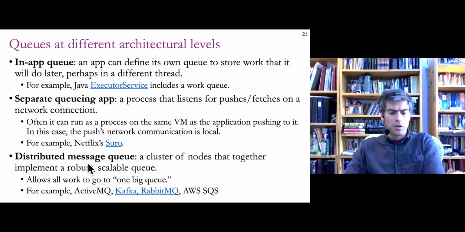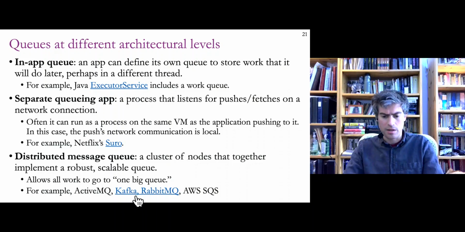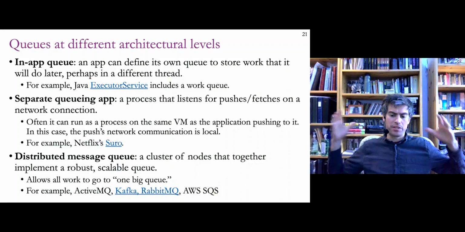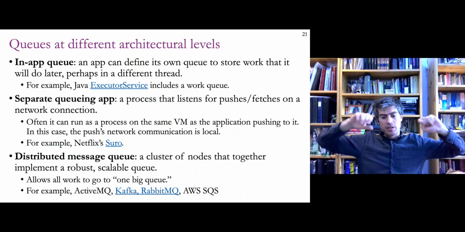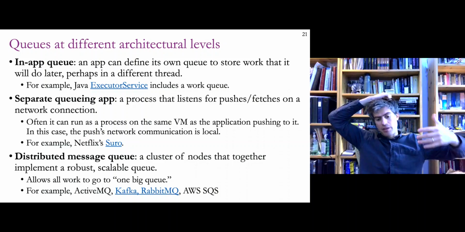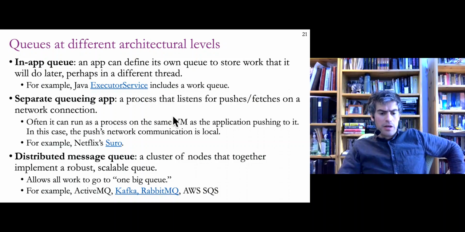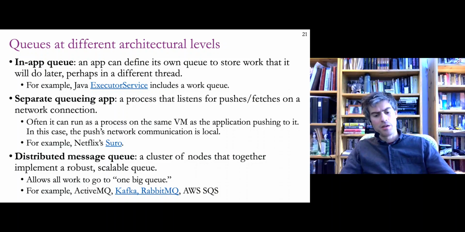And finally, and most importantly, we have distributed message queues. Examples of these are Kafka and SQS and RabbitMQ, ActiveMQ. These are big external systems that are kind of like distributed databases. There are many nodes implementing this queue, like a NoSQL database, and they can handle a ton of traffic coming in and going out. This allows all the work to go to one big queue. And it's robust in the sense that because it has multiple nodes, it has redundancy built in, so when a node fails, it's scalable to handle a ton of traffic.